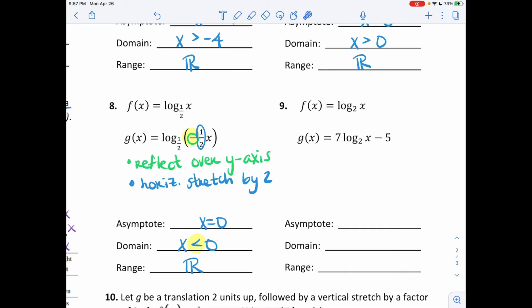I would like for you to try this last one, identify the things that are different, and go ahead and identify an asymptote, domain, and range. Come back here to see how. All right, let's take a look.